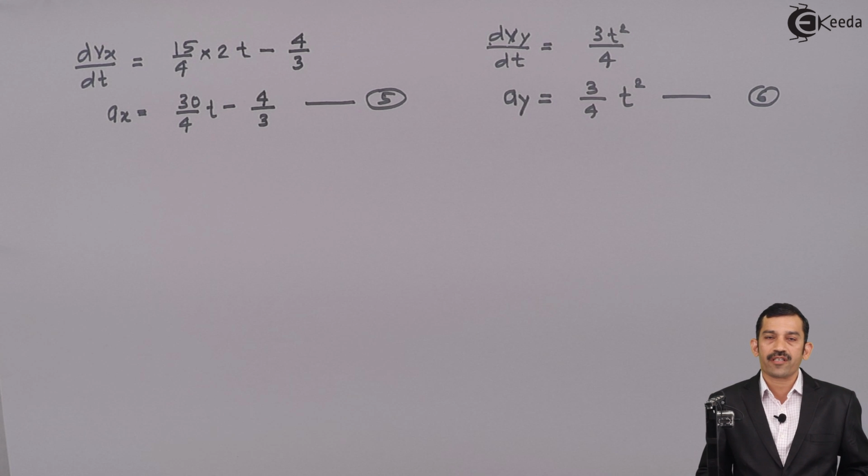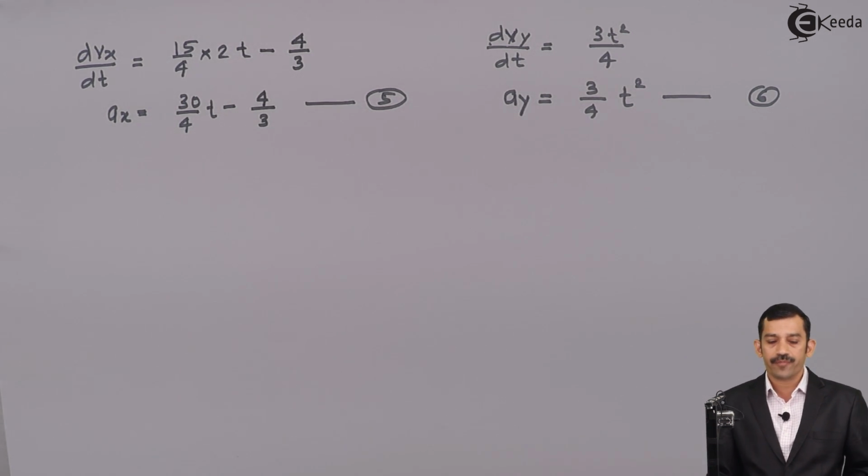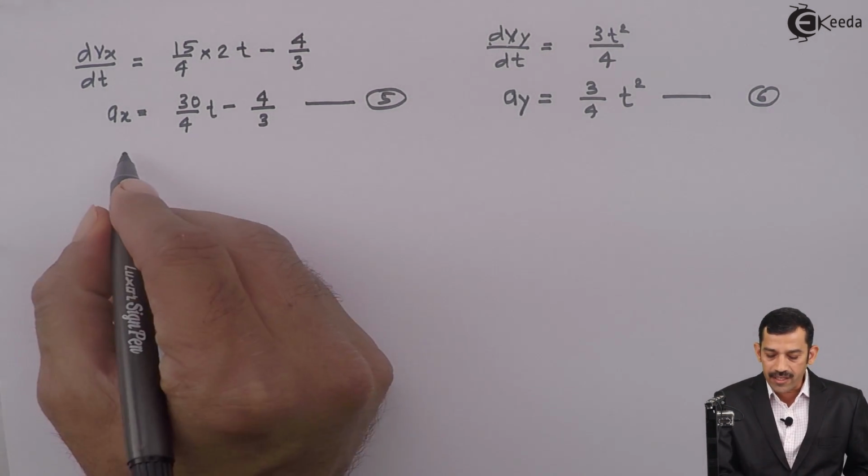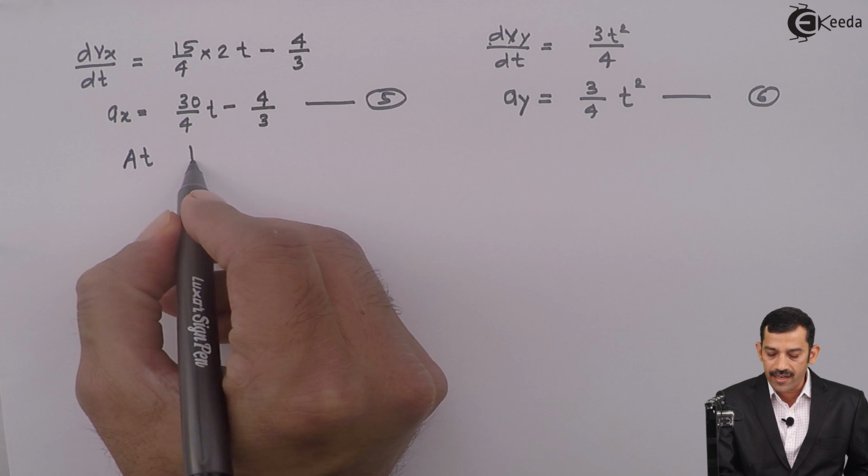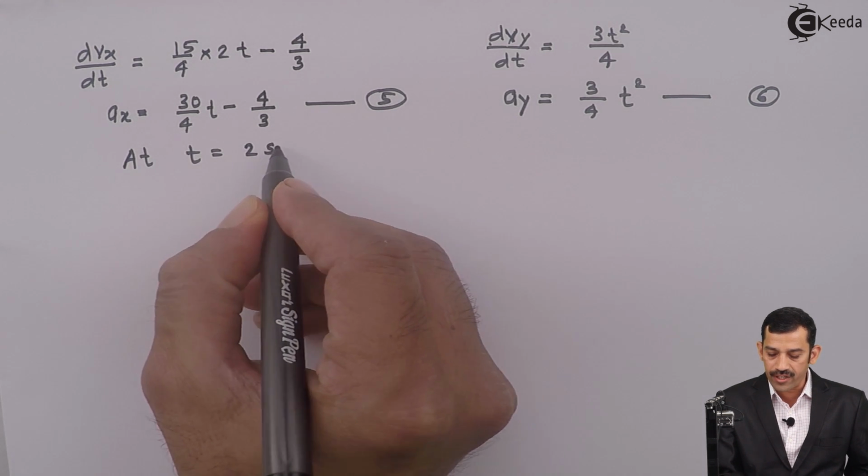Now what equations are available? x and y in terms of t, Vx and Vy in terms of t, and Ax and Ay in terms of time t. What is asked in the problem? Find velocity and acceleration at t equal to 2 seconds. That means at t equal to 2 seconds we will find Vx and Vy, and we will get the resultant velocity. Similarly, from equations 5 and 6 we will get Ax and Ay and the resultant acceleration. So the next step is at the given time instant, t equal to 2 seconds.